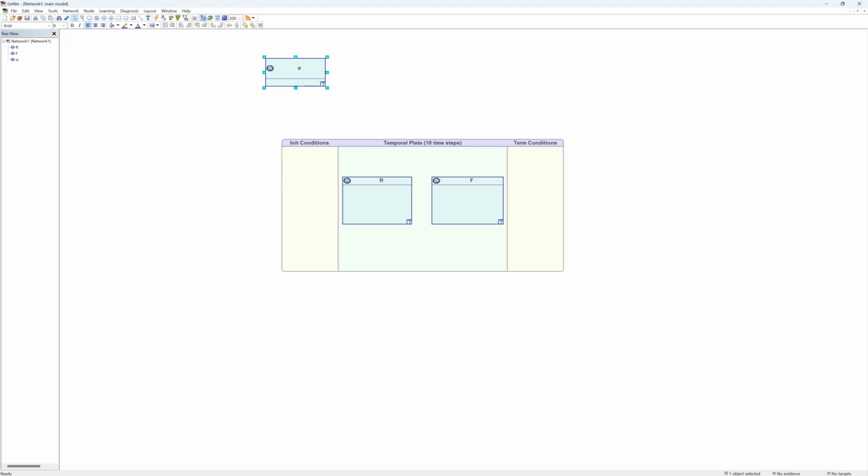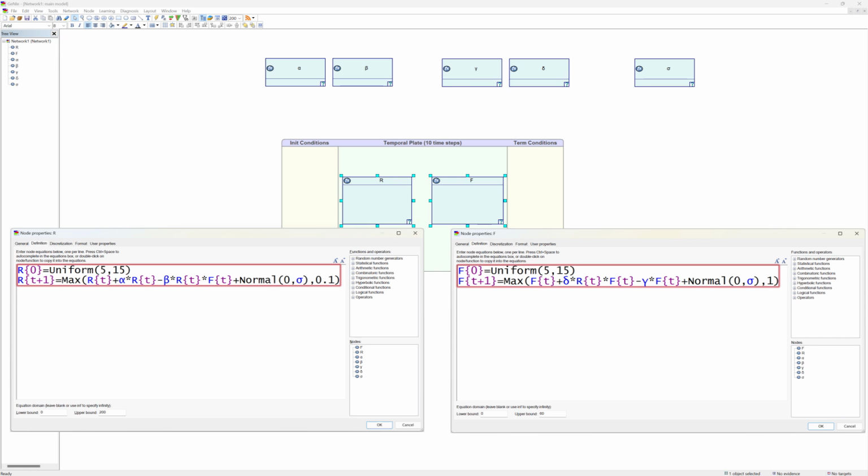Next, we should add the parameters alpha, beta, gamma, and delta. Sigma is a parameter of noise that is natural in all real systems. Defining a dynamic node requires at least two equations, one for the initial conditions and another for the temporal relationships. Please note that GeNIe will automatically add arcs based on the equations you enter. Let us define our initial rabbit and fox population densities to be between 5 and 15, which can be implemented in GeNIe using uniform distributions.